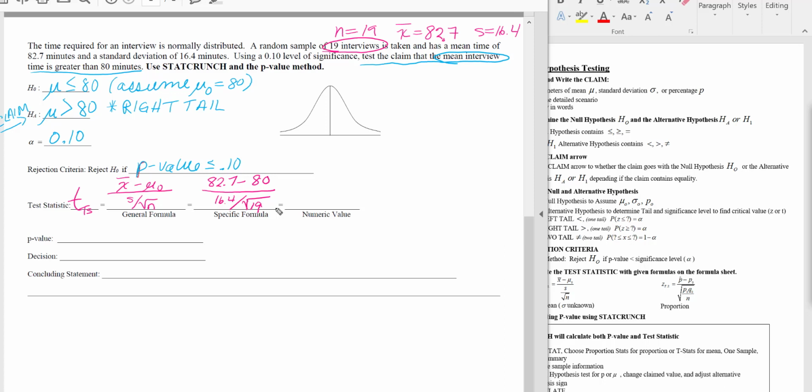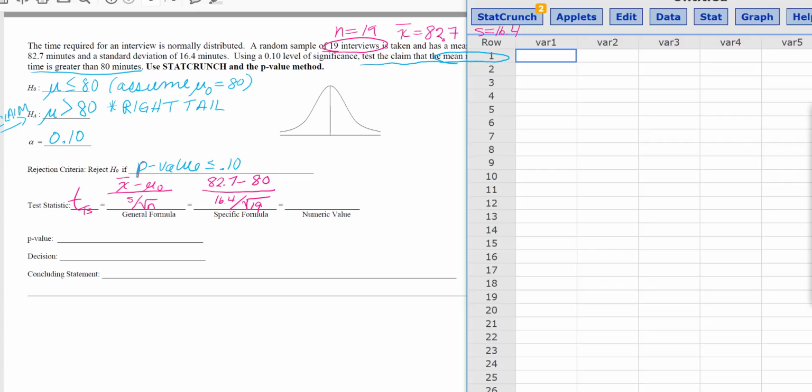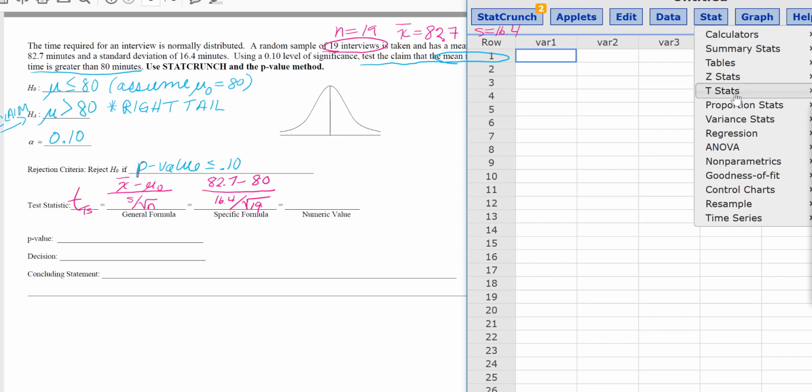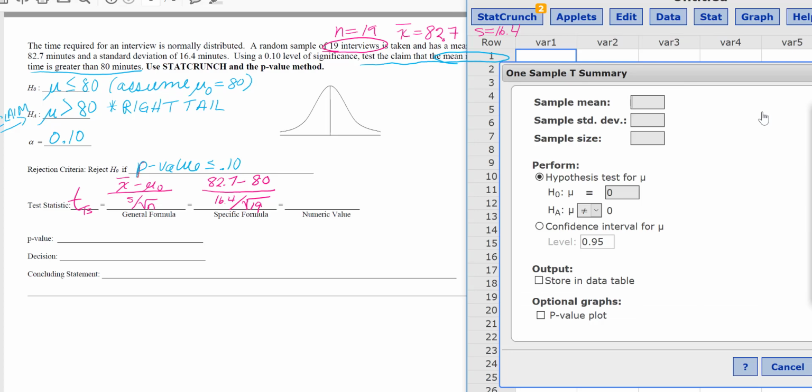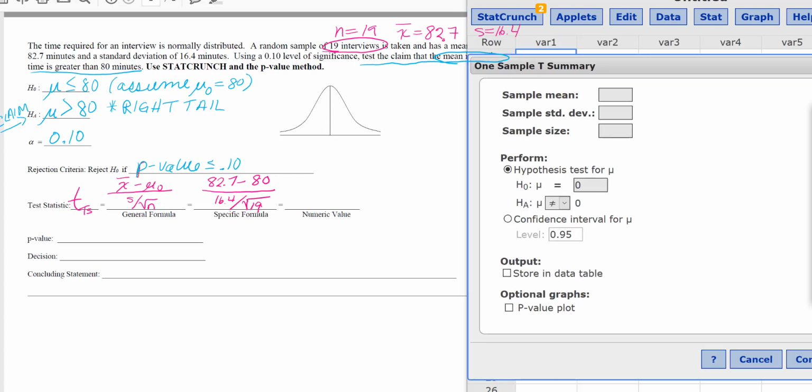Now we can use StatDisk or StatCrunch or our calculator. I'm going to choose to use StatCrunch. So pull up StatCrunch. On StatCrunch, we go to Stat, then T Stats, and choose One Sample with Summary. We have to enter our sample data. From our problem, we know that our sample mean is 82.7, our sample standard deviation is 16.4, and our sample size is 19.